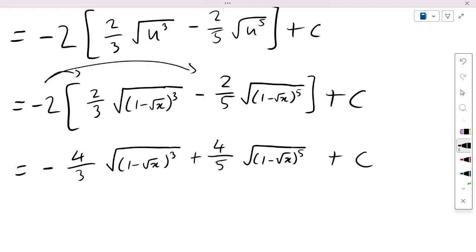And that is our final answer for this integral. Obviously, if you want, some textbooks would normally write the positive first, but it really doesn't matter. And this is the answer for this last integral.